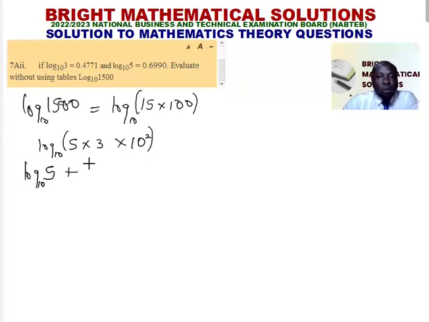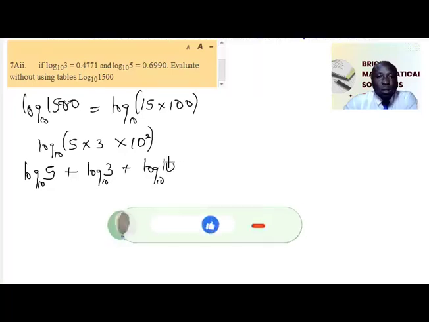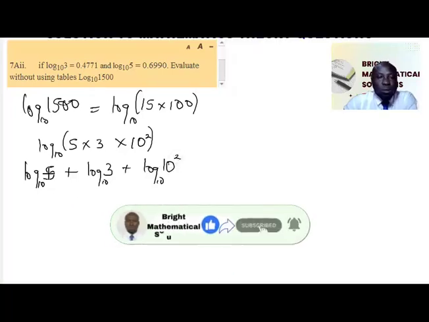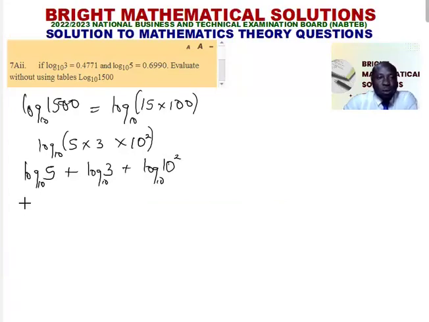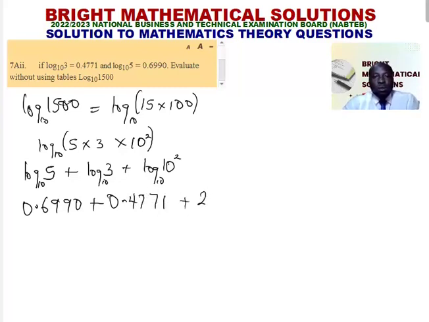Log 5 plus log 3 plus log 10 raised to power 2. Now let us substitute. Log 5 is said to be 0.6990, plus log 3 equals 0.4771, plus 2 log 10.